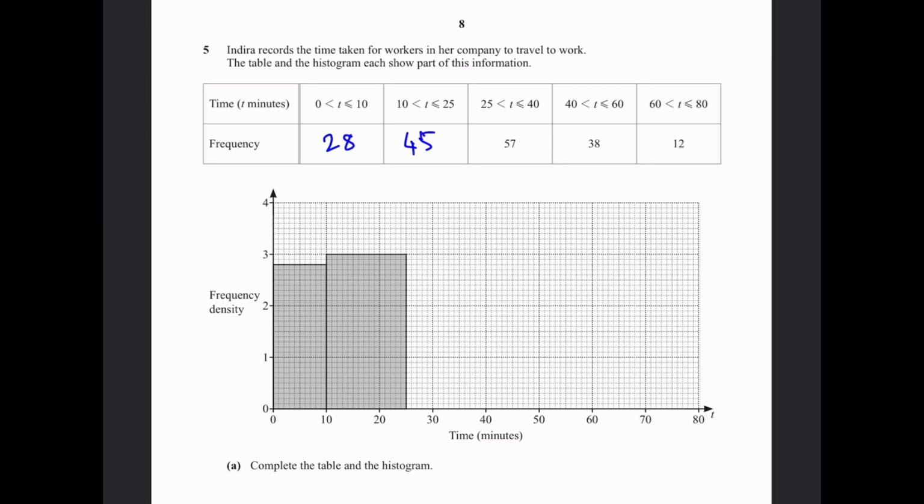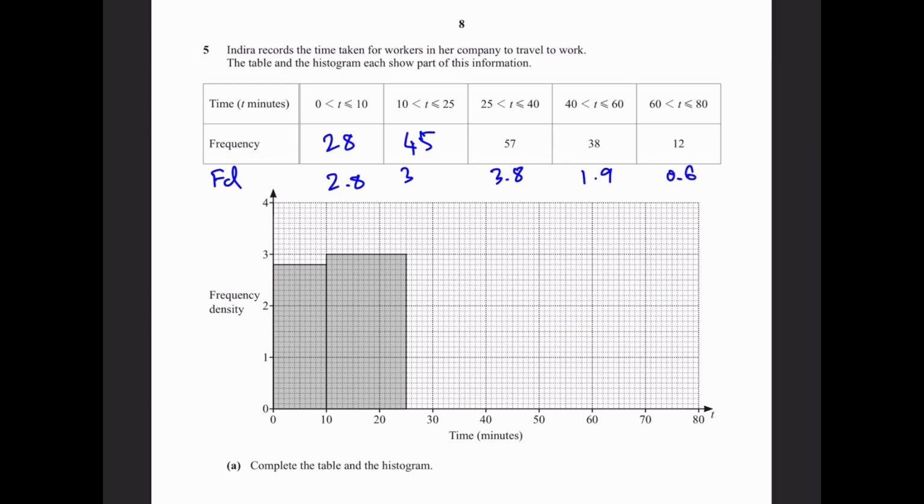Now you need to find frequency density for these three. Now that's going to be frequency divided by class width. So this one is 2.8, this one is 3, we know both of them. Now this one, 25 less than t less than or equal to 40, has class width of 15. And 57 is the frequency. So when we divide that, we get 3.8 as a frequency density. Now for this one, 38 is our frequency and class width is 60 minus 40, which is 20. So 38 divided by 20, 1.9. Now this one is 12 divided by 80 minus 60. 12 by 20, which is 0.6. And these will be our answers.